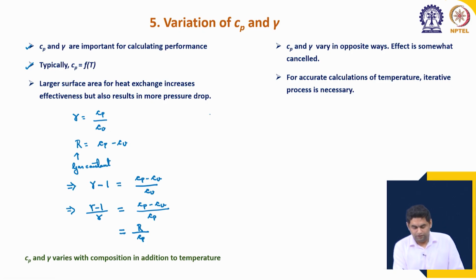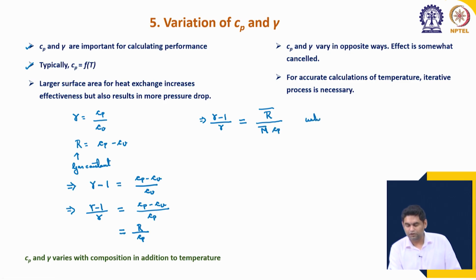So, which means that gamma minus 1 by gamma. Remember that R is the gas constant. We can write it in terms of the universal gas constant R bar divided by the average molecular weight, multiplied by Cp in this case. So, R is equal to the universal gas constant R bar divided by the average molecular weight of the gases. So, we see how gamma is a function of the average molecular weight as well as Cp, and Cp itself is a function of temperature.